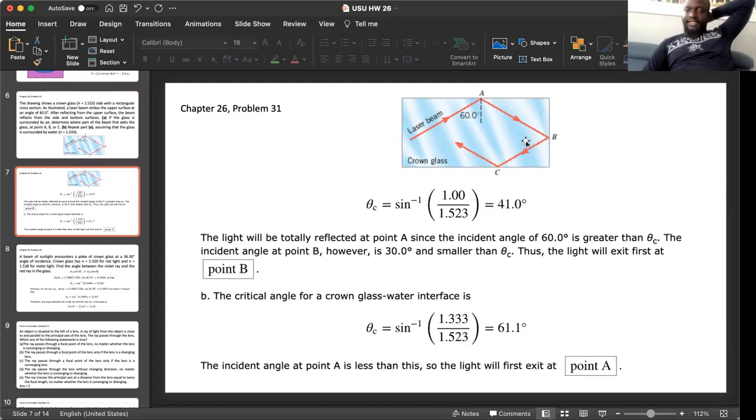So the angle here is 30 degrees to make 90 degrees. So this 30 degrees is less than 41 degrees, so this one will pass out. So for the air-glass medium, point B is where the ray will go out.